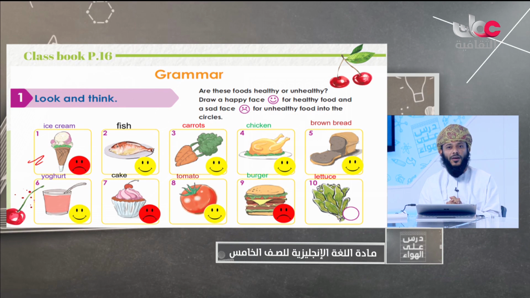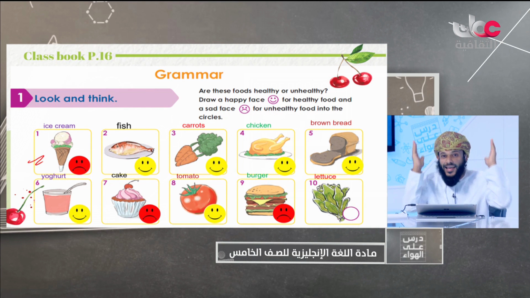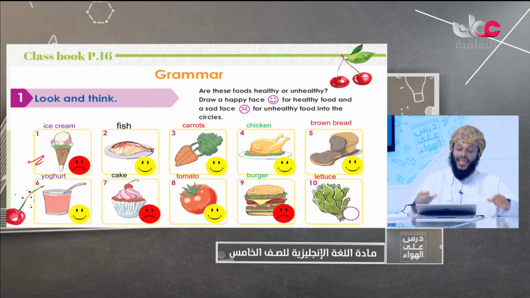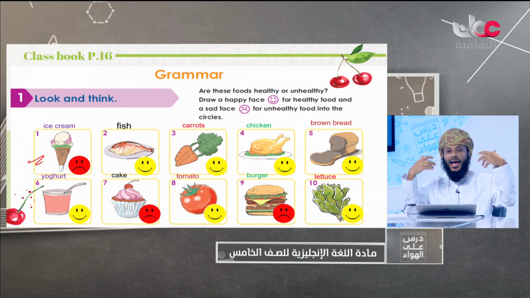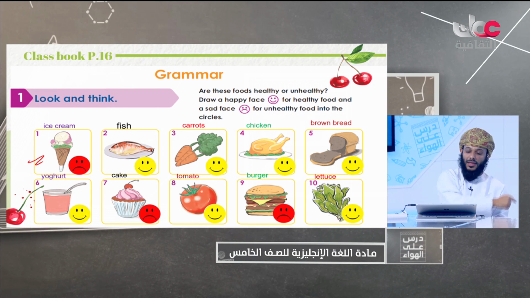It's a type of vegetable. So it's all of you together. Healthy or unhealthy? It's healthy. Lettuce, cabbage, tomatoes, carrots, and all types of vegetables are healthy.